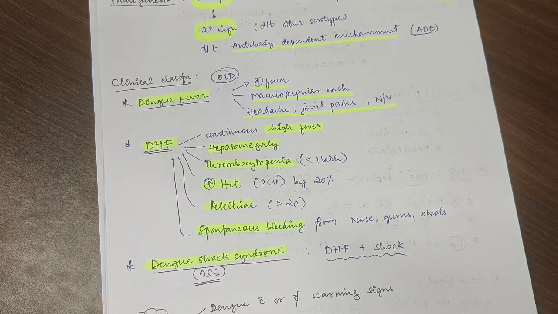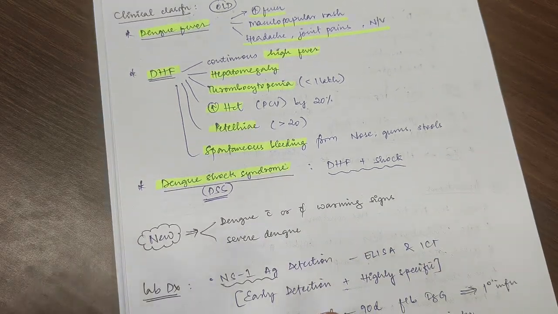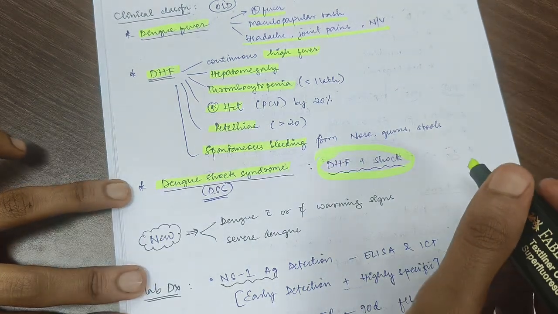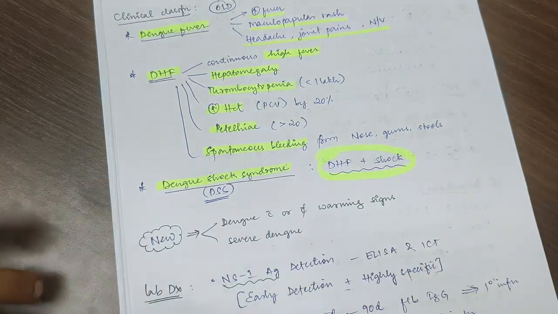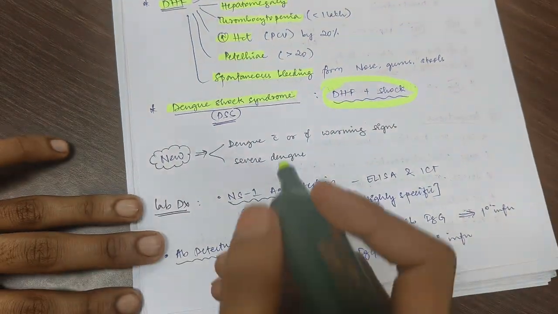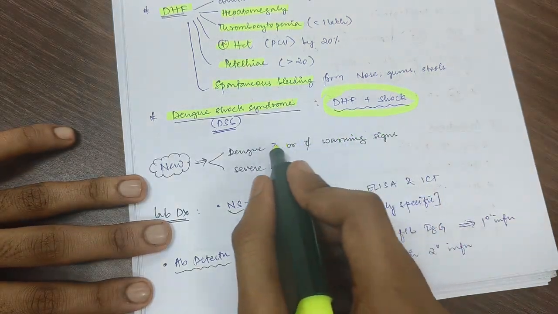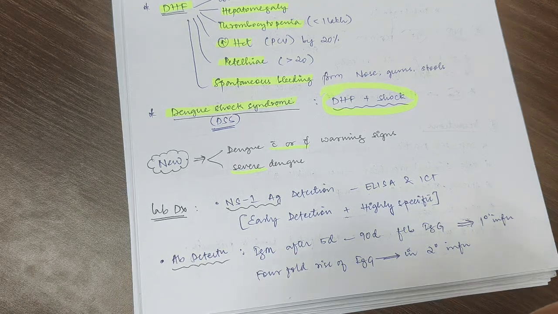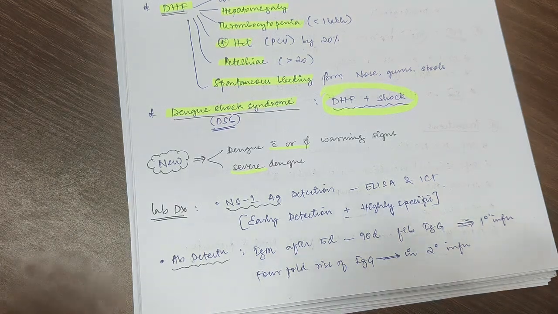Coming to dengue shock syndrome, it is the same DHF, that is dengue hemorrhagic fever, associated with shock symptoms, then it is called dengue shock syndrome. What is the new classification here? Dengue with or without warning signs, and the other one is severe dengue. Simple, now they have made it simple.